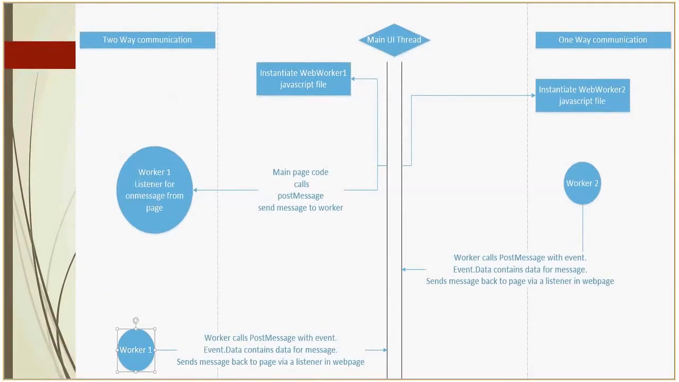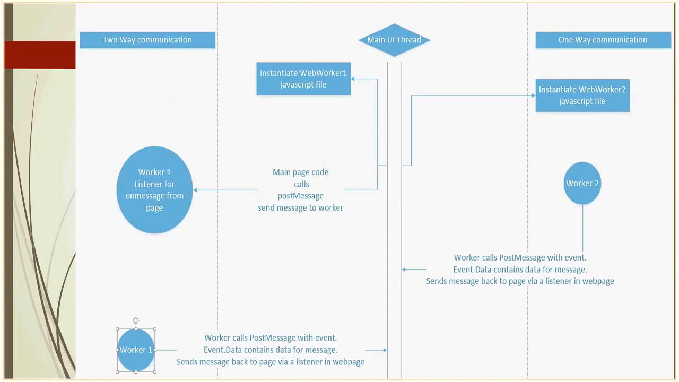So let's see the communication between web worker and the main UI thread. So in this case, your main UI thread starts executing, and as required, it will instantiate a web worker JavaScript file. And then after a certain point, if you are looking at the left hand side of it, we'll talk about the two-way communication. There is two-way communication and there is one-way communication. So what is two-way communication? Whenever the web page wants to talk to its worker and the worker also wants to talk to its web page, then that's a two-way communication.